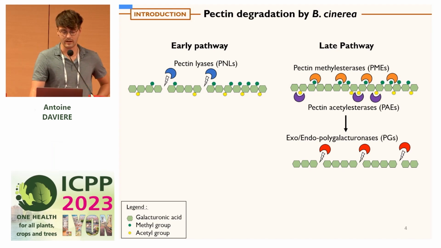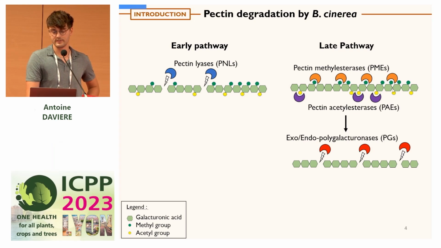Botrytis has different types of enzymes that can degrade pectins. There are first pectin lyases, which are able to degrade the homogalacturonan polymer in its highly methylated and acetylated form, whereas polygalacturonases are able to degrade the polymer after its deesterification by pectin methylesterase and acetylesterase. In Botrytis, there is a very abundant production of polygalacturonases, and they are well described as very important pathogenicity factors, whereas nothing is known about pectin lyases.